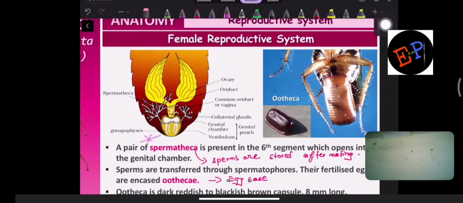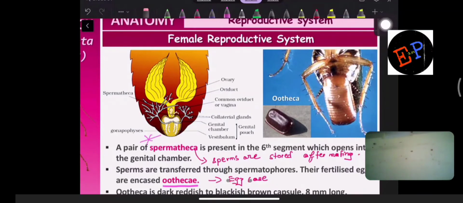What is the position of the spermatheca? It is present in the 6th segment. Clear? That's it. Sperms are transferred through spermatophores, and the fertilized eggs are encased in oothecae. See, in the case of the cockroach, a group of eggs forms a pouch. Are you able to understand? The name of this pouch is ootheca, of which oothecae is the plural form.